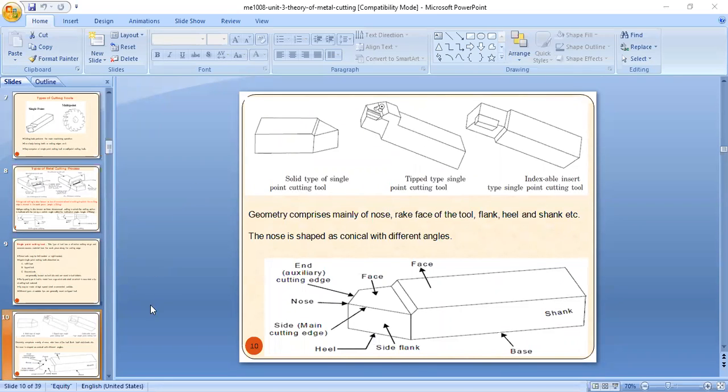Next slide, I'll try to go, and you have to practice these diagrams. Already I told you, in production technology subjects, whether it's 1 or 2 or metal cutting, the diagrams are very important. So we'll try to see this also.